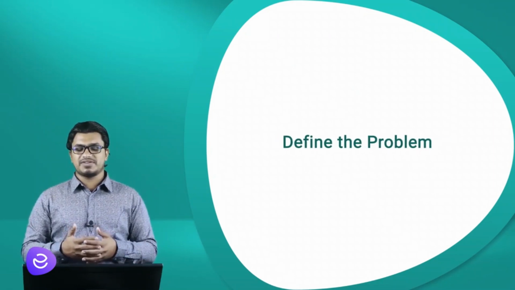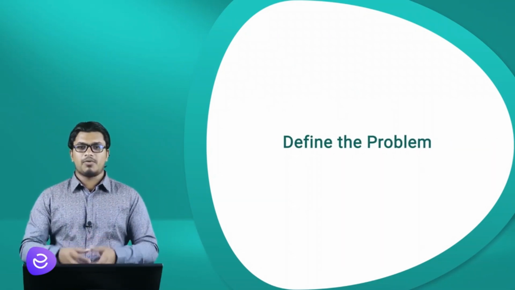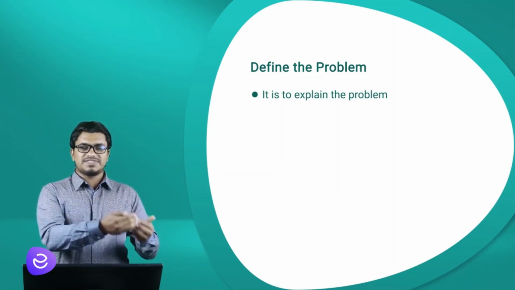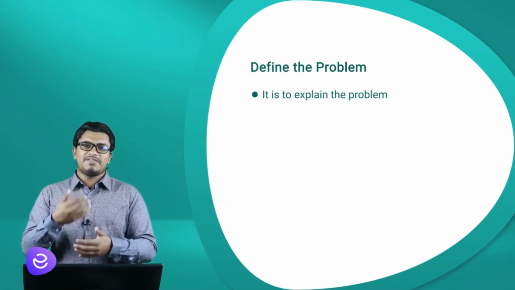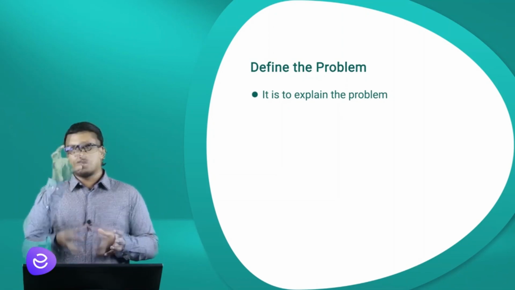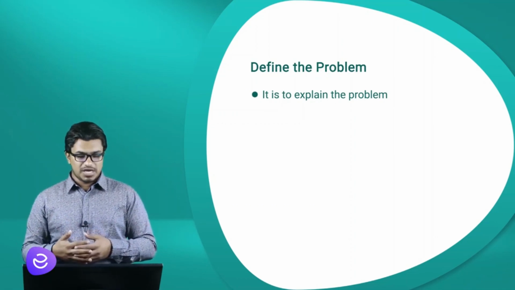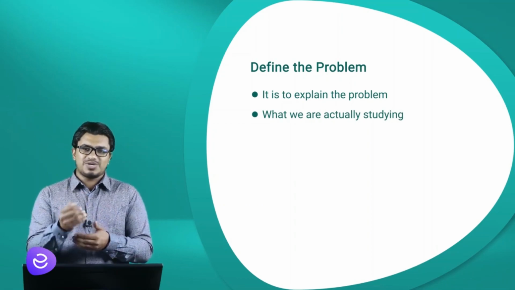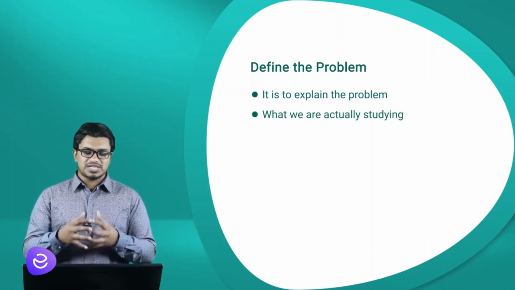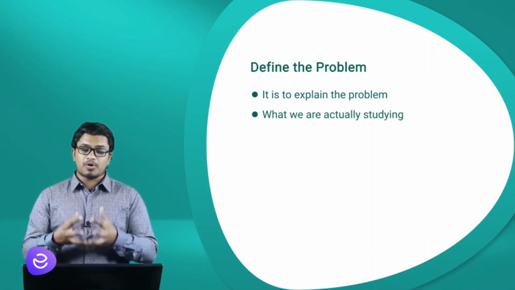The second step in a research is to define the problem or explain the problem. Once you have selected the topic, you try to define or explain what the problem is, what you have found in that area that made you select such a topic, and what we are actually studying in that topic. That is called the defining the problem step.